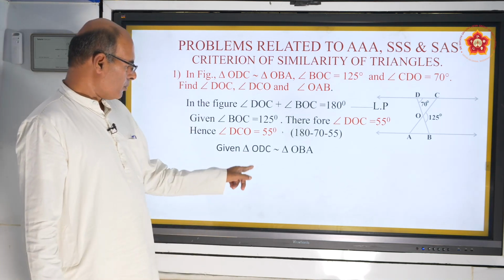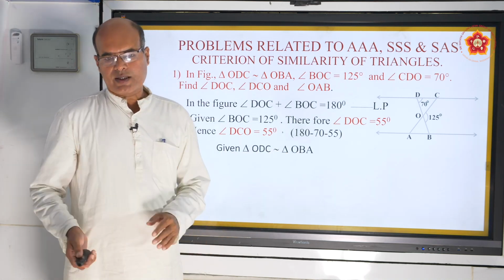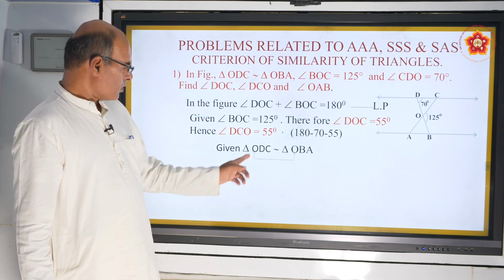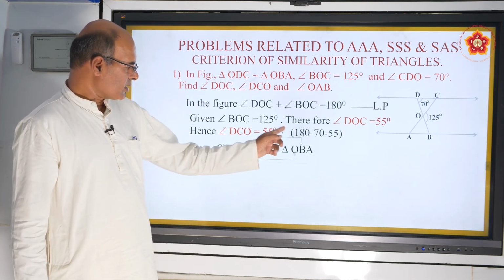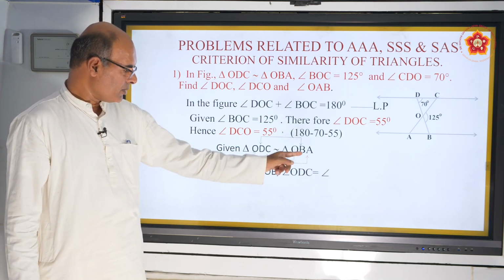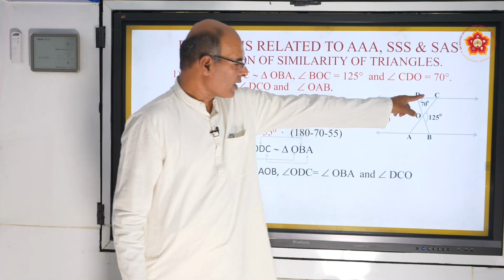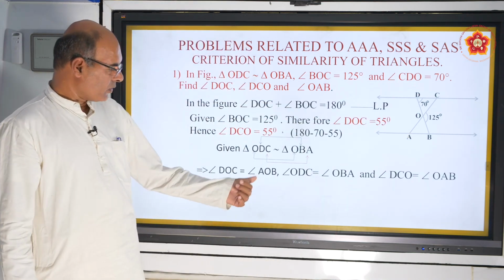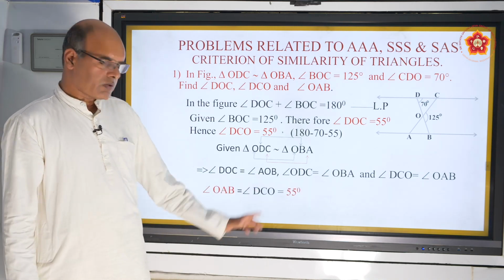Now compare the positions of the letters, the order of the letters. So O corresponds to O, D corresponds to B, and C corresponds to A. Therefore, angle C must be equal to angle A. C of the first triangle must be equal to A of the second triangle. Therefore, that angle is also 55 degrees.